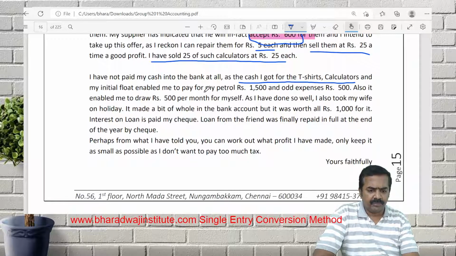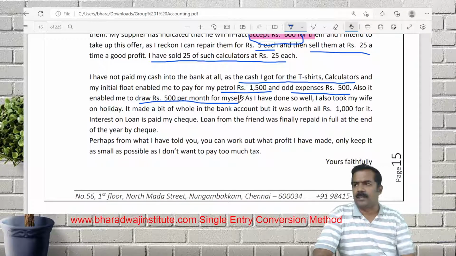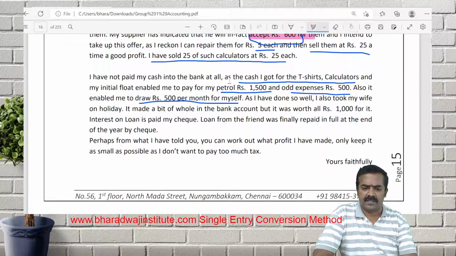Then I have not paid the cash I got for t-shirts and calculators into the bank account at all. This enabled me to pay how much? Petrol expenses 1500, sundry expenses 500. Enabled to withdraw how much? 500 per month for myself. That is like drawings. So from cash, what expenses did he pay? Petrol expenses, sundry expenses, then personal expenses of 500 rupees per month.